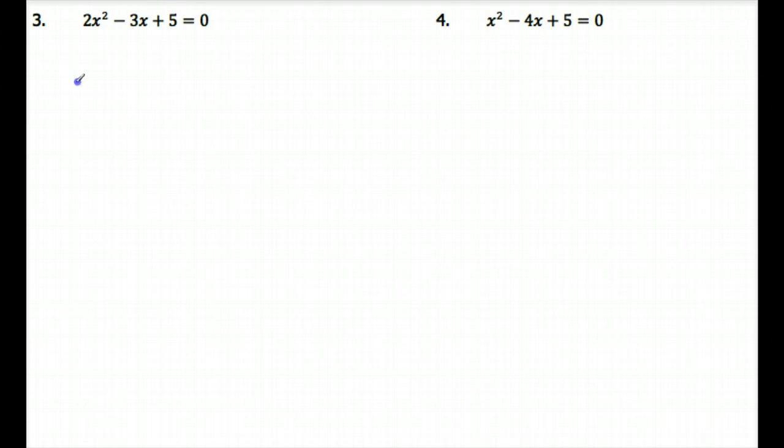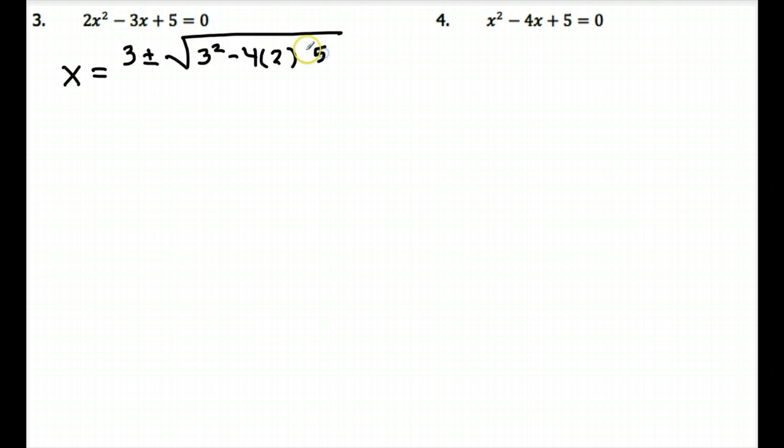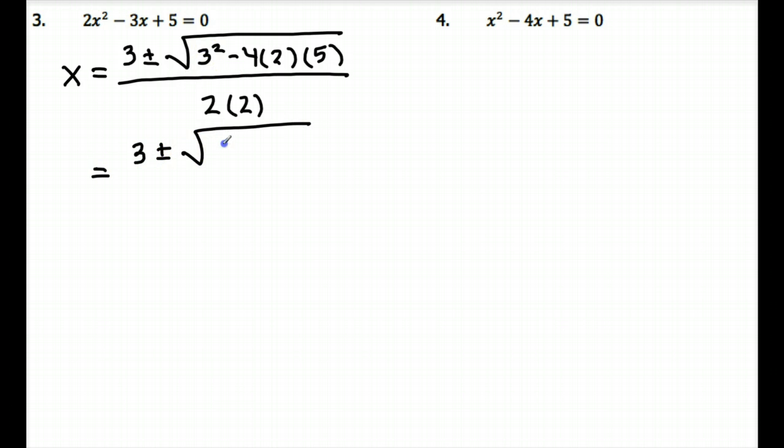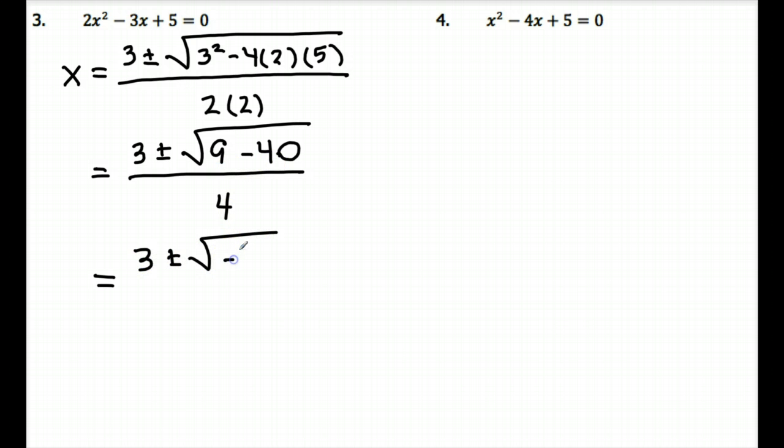We're already set equal to 0, so we're going to go ahead and just say x equals negative b, which would be positive 3, plus or minus the square root of b squared, which would be 3 squared, minus 4 times a, which is 2, times c, which is 5, all divided by 2 times a, and that's going to give us 2 times 2. Okay, so this becomes 3 plus or minus the square root of 9, and then you have a negative 4 times 2 times 5, which is going to give us negative 40, all over 4, which gives us 3 plus or minus the square root of 9 minus 40, which is negative 31, all over 4.